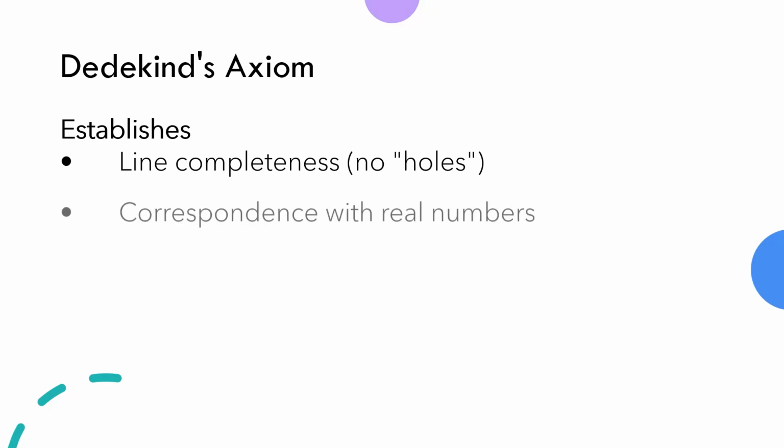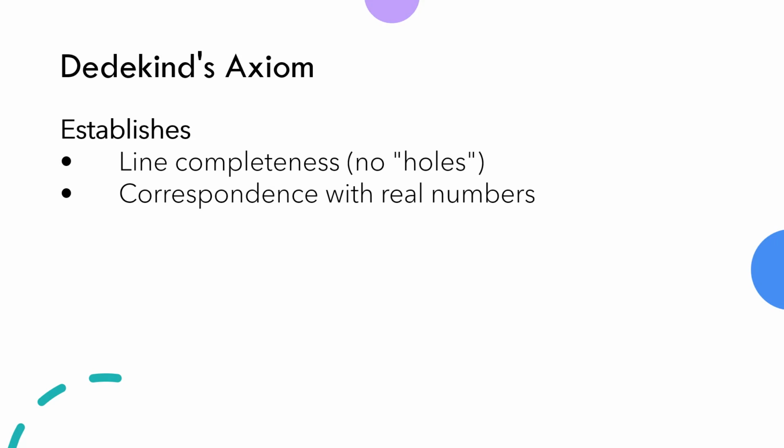Okay, another point: correspondence with real numbers. Each point on a geometric line can be assigned a unique real number coordinate. Each real number corresponds to a unique point on the line. This correspondence preserves all ordering and distance relationships. So this axiom justifies coordinate geometry. When we assign coordinates, let's say x, y, to geometric points, we're assuming that geometric space has the same completeness properties as real numbers. This axiom provides that guarantee.